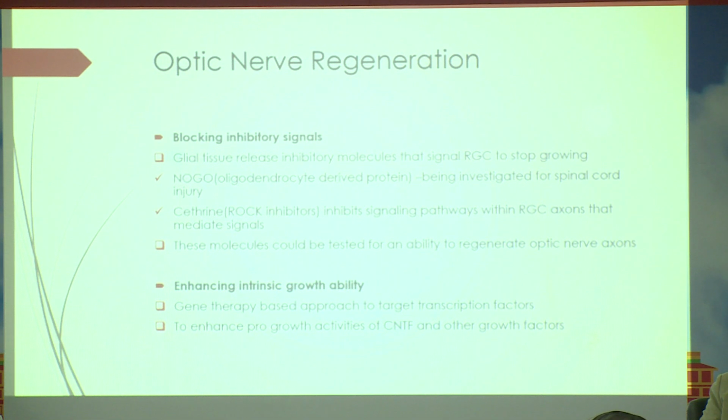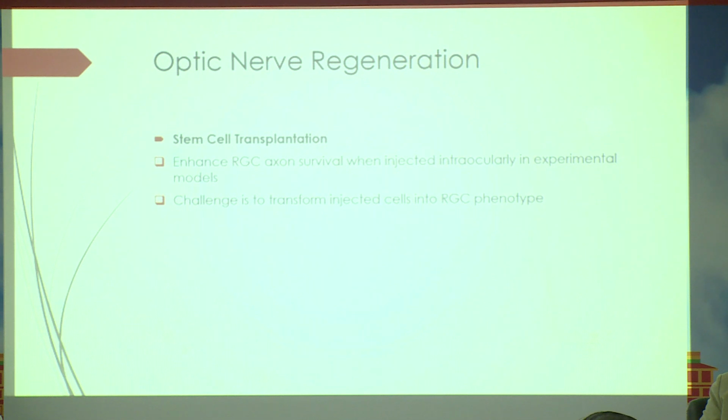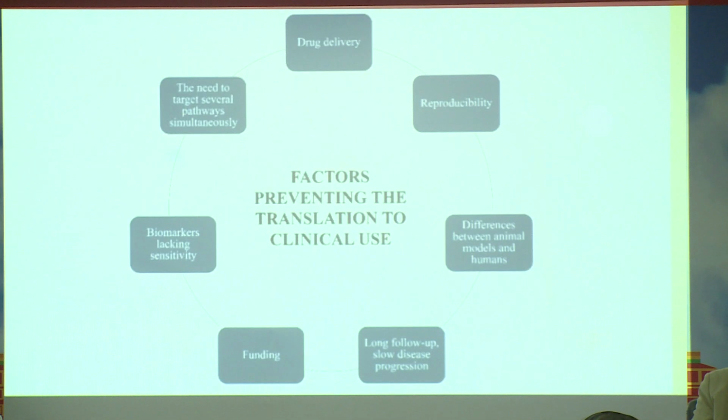Another strategy is enhancing the intrinsic growth ability of the optic nerve, which is a gene therapy-based approach to target the transcription factors. This is again mainly targeted at ciliary neurotrophic growth factor and also other growth factors. And then finally there is stem cell transplantation for optic nerve regeneration, but the challenge with this therapy is that we will have to transform these injected cells, which we have grown, into RGC phenotypes. Whether we are able to achieve that is still under experimentation right now.